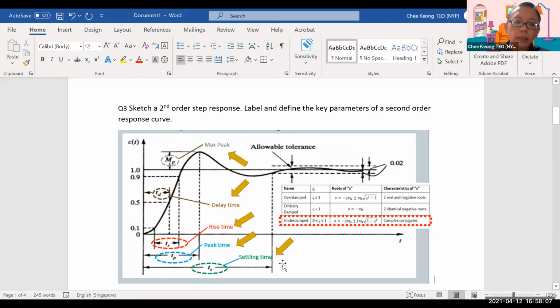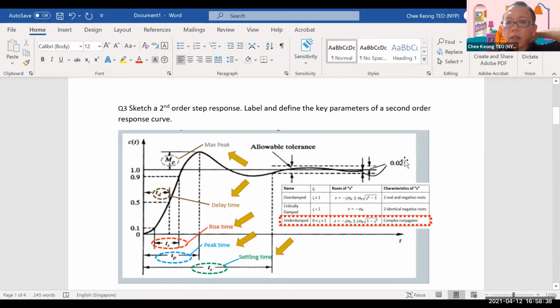Now T settling, unlike the first order, which is 5 tau, there is no 5 tau here. It will be the time taken for the signal to settle down within the band. Let's say the band is a 2% band, so plus minus 2%. Plus 2% will be 1.02, minus 2% will be 0.98. As long as the signal crosses into this region of 0.98 to 1.02 and never comes out, this first entry point will be your settling time.